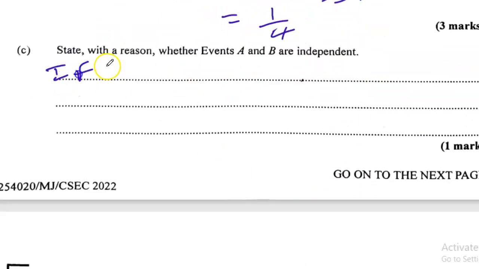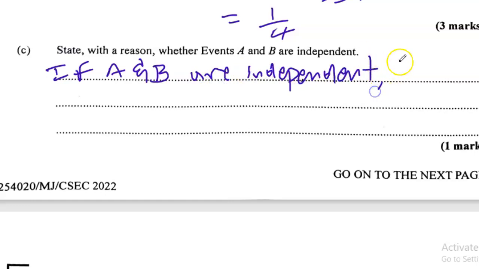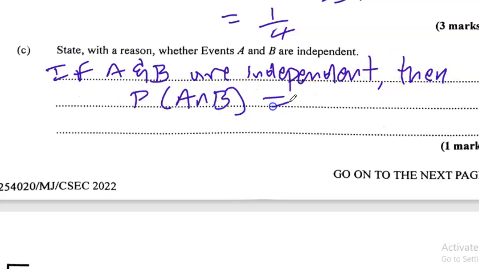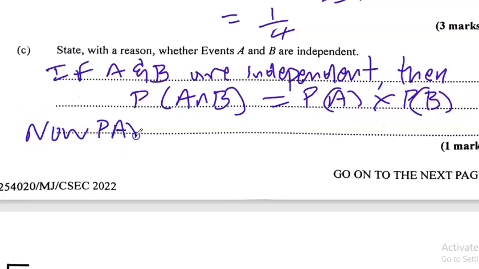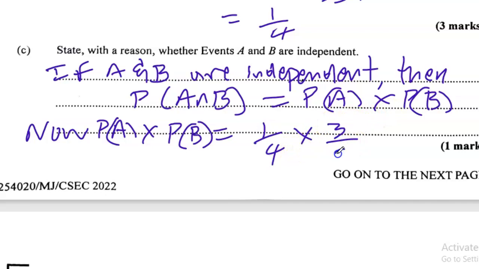Now, if A and B are independent, then the probability of A intersect B should be equal to the probability of A times the probability of B. Let's work out the probability of A times the probability of B. The probability of A was a quarter, and the probability of B was 3/5. Multiply those, I get 3 over 20.